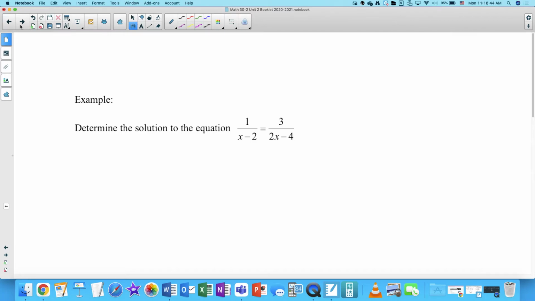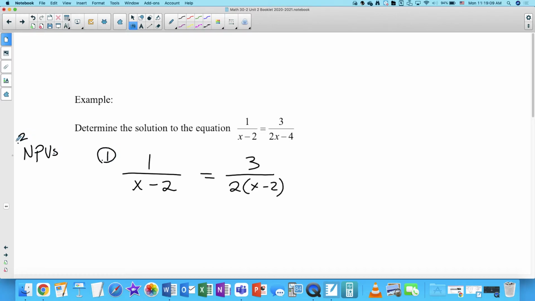Yeah, so I can factor this, and I'll get 1 over x minus 2 equals 3 over 2 times x minus 2. All right, let's talk about non-permissibles. What are the non-permissibles? This is actually step 1. x cannot equal 2, because 2 minus 2 is 0.